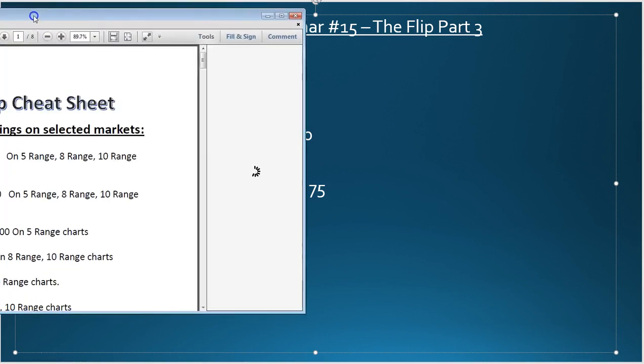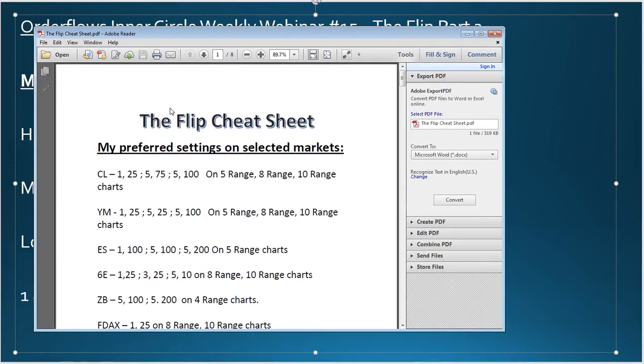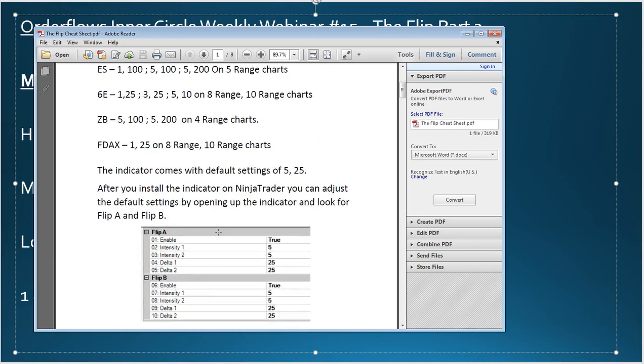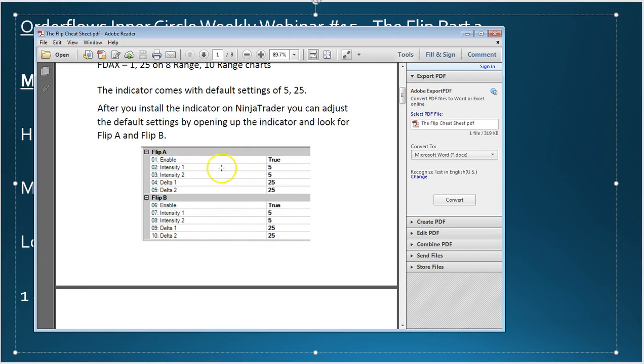And I talk in here about specific settings for specific markets. So crude 1 and 25, or 5 and 75, or 5 and 100, and the types of charts that I run them on. And I get into the settings, flip A, flip B. I generally always keep the settings the same. If it's 5 and 5 and 25, 25 on A, B will also be the same, because I treat them the same, whether it's flip A or flip B.